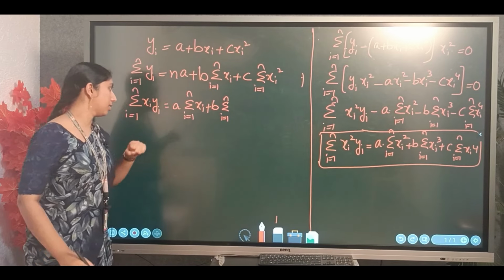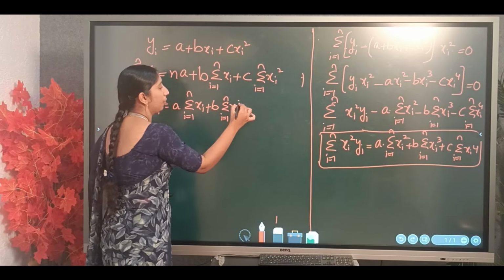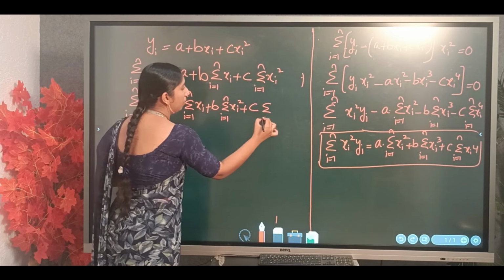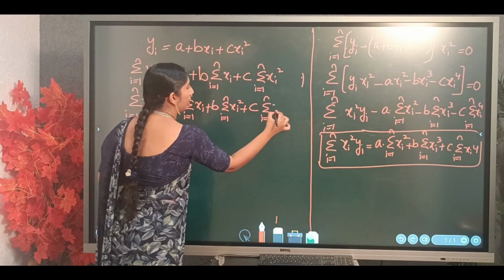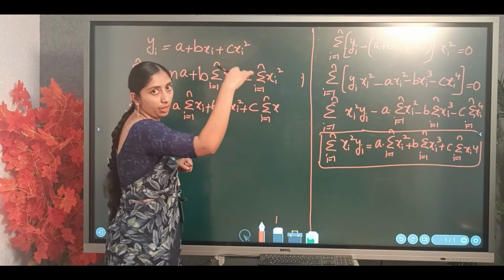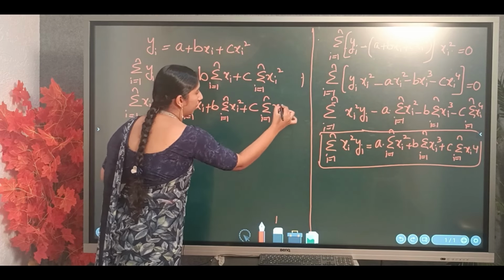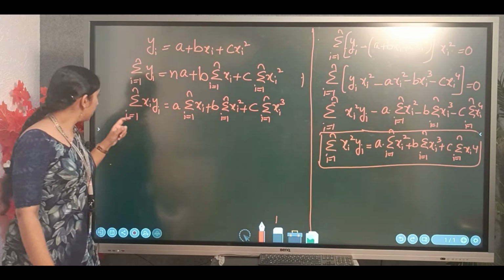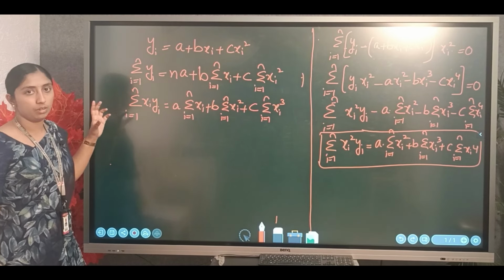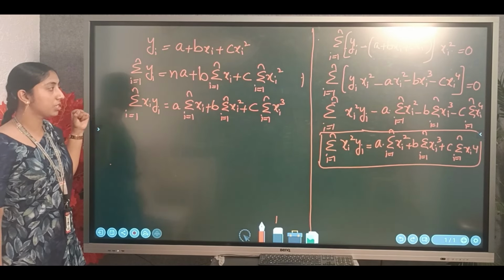We are multiplying with xi. What will we get? Xi square. In the same way, c into summation i is equal to 1 to n. Here already xi square is there. We are multiplying with xi. What will we get? Xi cube. This equation we will get when we equate dou s by dou b is equal to 0.